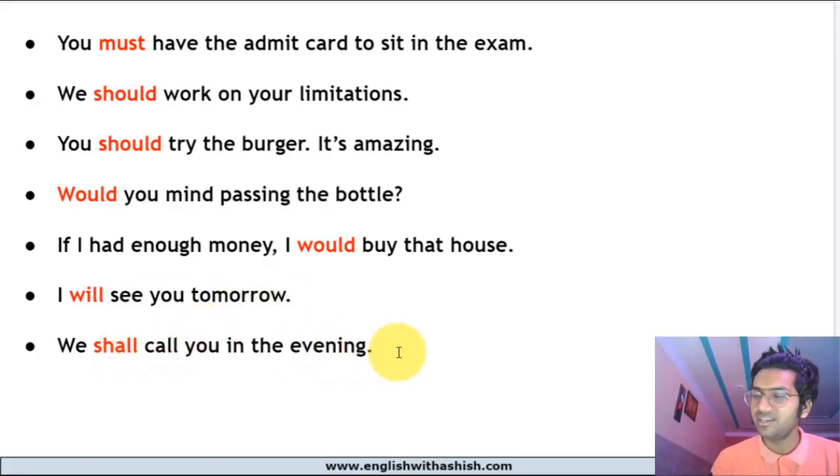We shall call you in the evening. You shall pass the test. Okay, shall is not that common in modern English, but again, you can use it, right? So that's how we use these modal verbs.